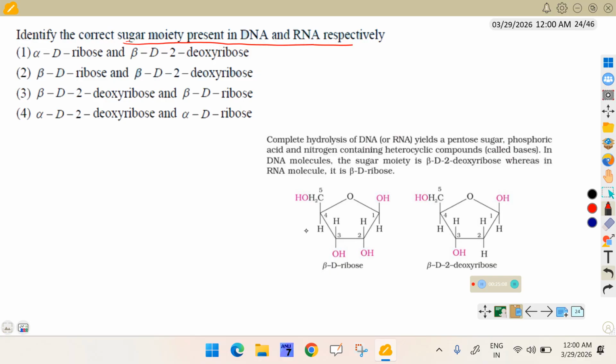DNA and RNA. The sugar moiety in DNA is beta-D-2-deoxyribose, whereas in RNA it is beta-D-ribose. So the third option is the correct option.